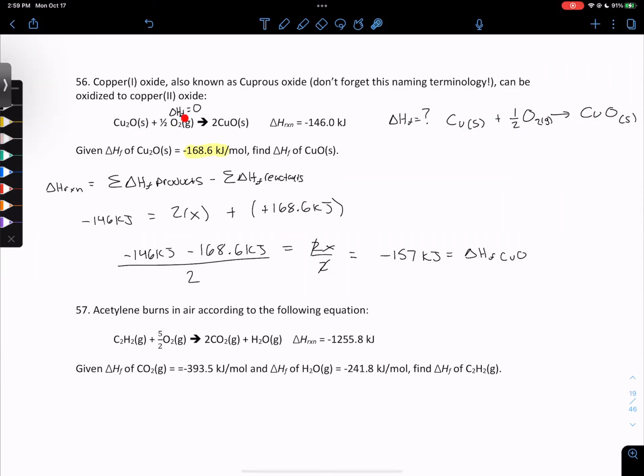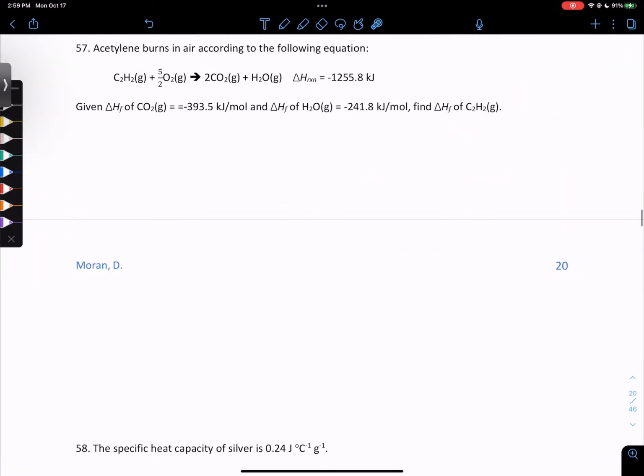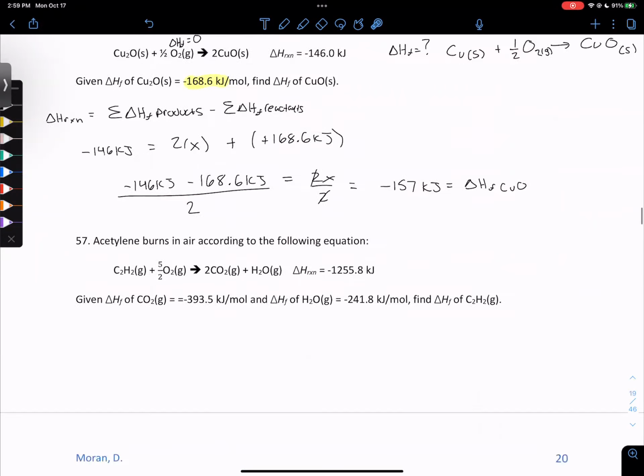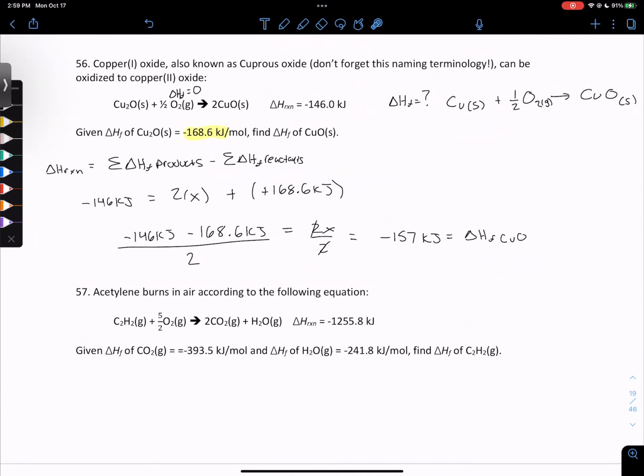Oh, yeah, because the delta H of formation of oxygen is 0, so exactly. So 0 times 1/2 is 0, right? So we wouldn't even include it. Had it been something else, we would have. Or if it was part of a compound, like if it was 1/2 H2O, we would use it. Exactly.